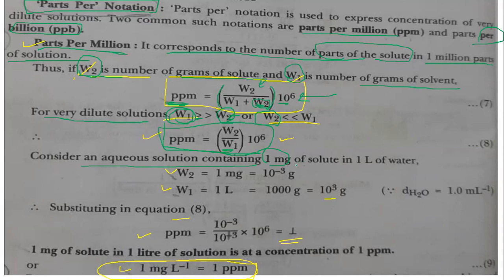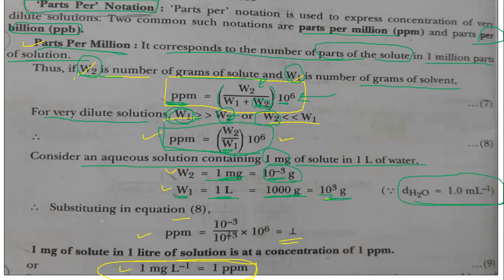Now, here it is. 1 mg of solute in 1 liter of water. 1 mg of solute is equal to 10 raised to minus 3 gram. This conversion you know, 1 milligram equals 10 raised to minus 3 gram. And W1 is the solvent, it's 1 liter. So 1 liter equals 1000 gram. For water, the density is almost equal to 1, therefore that will become 1000 gram, that is equal to 10 raised to 3 gram.